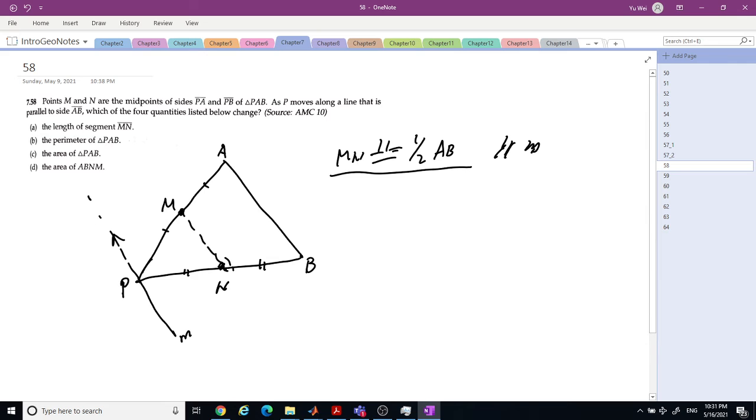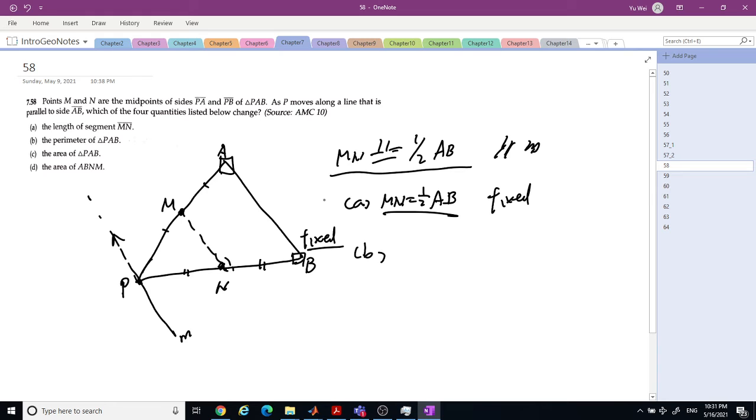Okay, so we want the length of the segment MN once P is moving on this line, right? MN is half of the AB. We didn't move AB, right? AB is fixed. So no change.